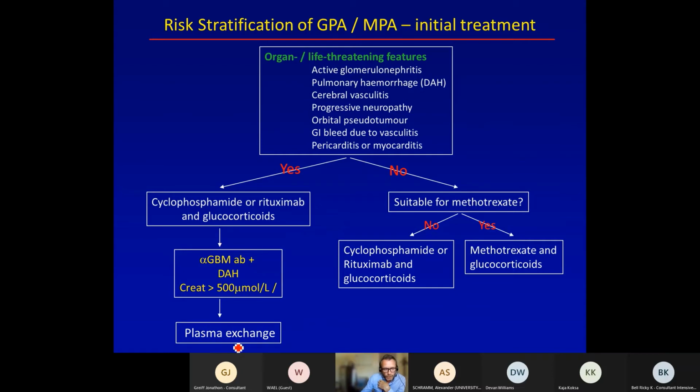In addition to that, you might consider plasma exchange, and I'm going to talk about that in a bit of detail in a second, because you've probably seen people on the intensive care unit being plasma exchanged for ANCA-associated vasculitis, but that is an area of significant contention at the moment. You're probably not going to see people with less significant disease. However, if they don't have organ or life-threatening disease, they typically are treated with methotrexate, with the other treatments in reserve if they're not suitable for that.